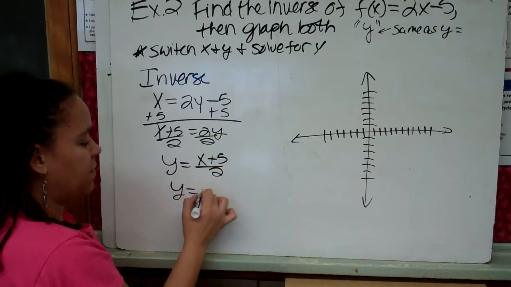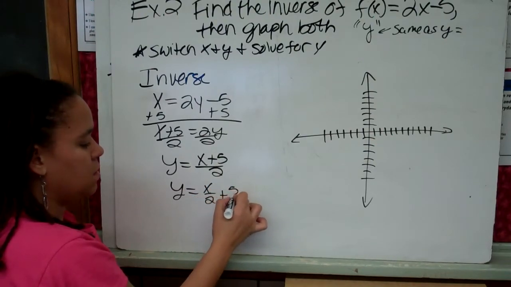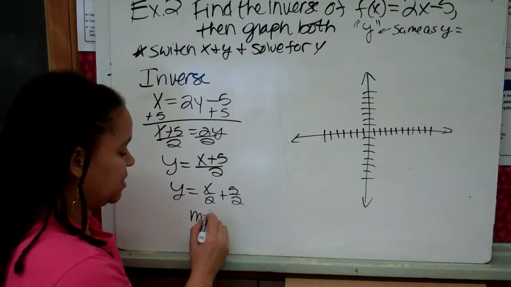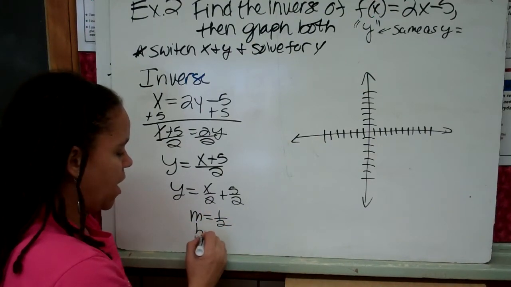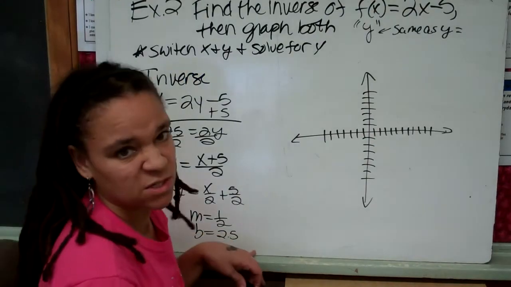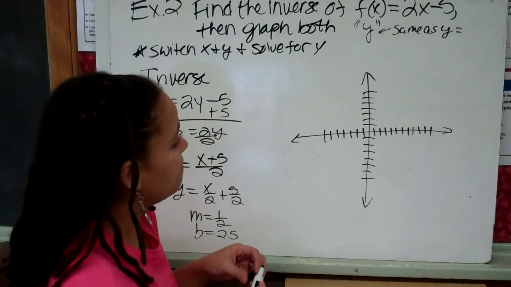I like to separate them. That's just me, because I like to see my slope, because I can see it easier here. My slope is 1/2. My y-intercept is 5 over 2 or 2.5. Either way. Sometimes I just think it helps to graph. So let's graph both of them.